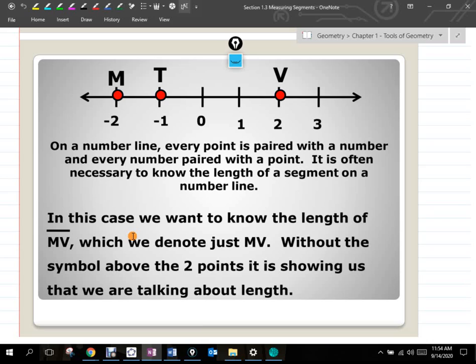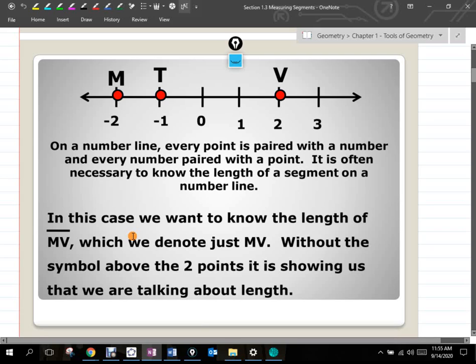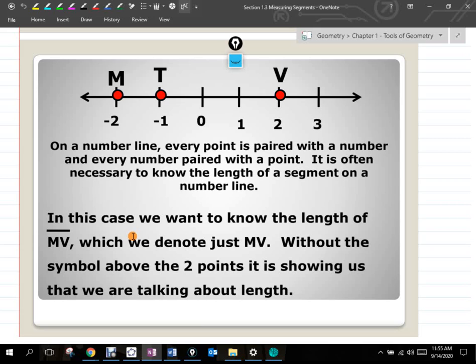A ray does have an endpoint. When I put my tape measure on that endpoint and start rolling it out, because that ray goes on forever, I'm never going to be able to stop, right? So I'll never be able to get a distance of that thing. So lines and rays do not have distances, but segments do.